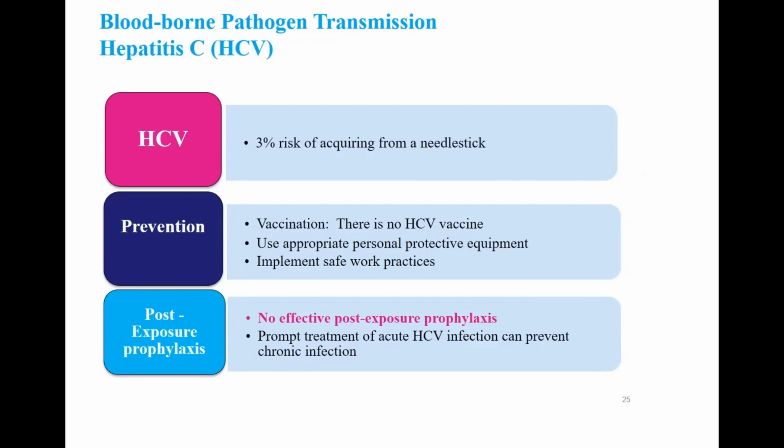If a person has an exposure to hepatitis C virus through a needle stick, there is a 3% risk of acquiring hepatitis C. In terms of prevention measures, we do not have a vaccine for hepatitis C. However, as we've mentioned, always use appropriate personal protective equipment and always implement safe work practices. We do not have post-exposure prophylaxis. However, prompt treatment of acute hepatitis C infection can prevent developing a chronic infection.